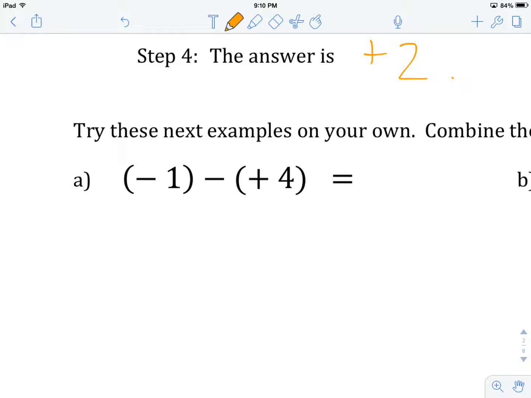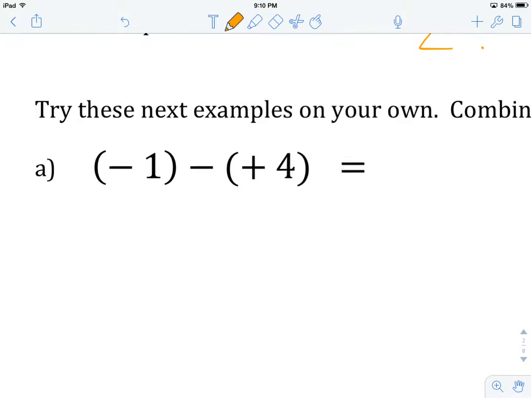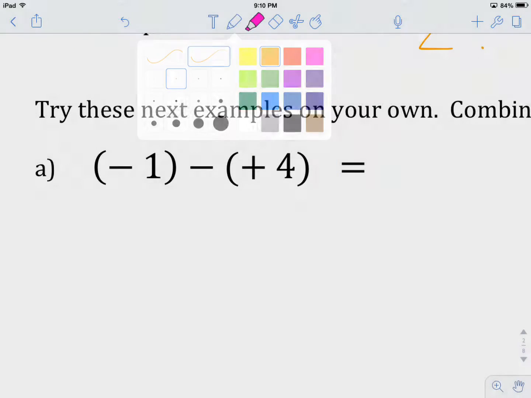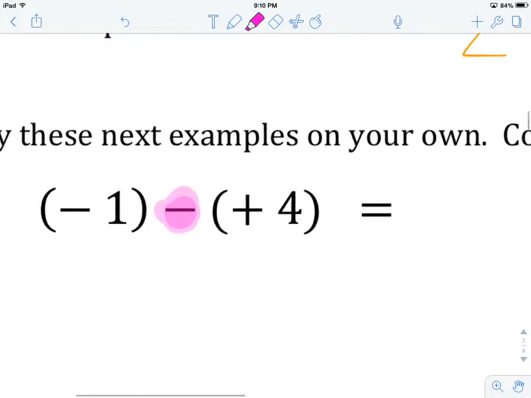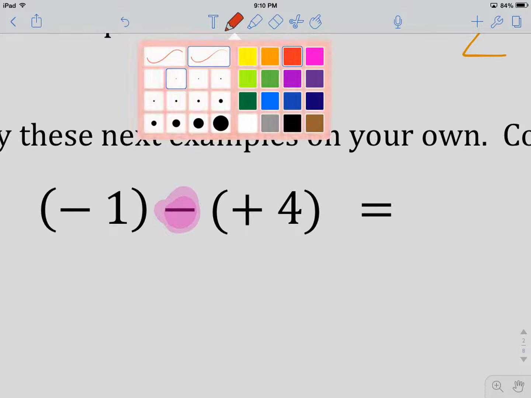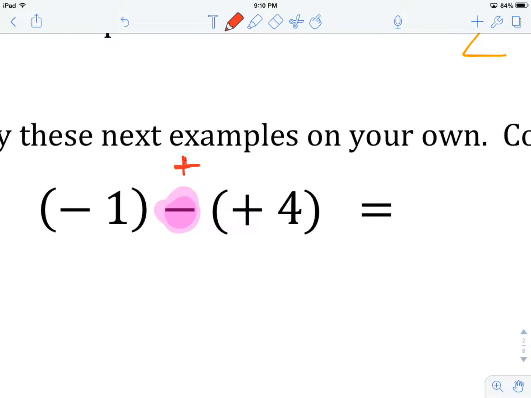Okay, let's have a look at this. Here we have -1 minus +4. So there's that subtraction sign again showing up right there. I want to change that to be addition, which means I'm going to put an addition sign right here. But in order to do that, I have to change the sign after it to its opposite. So there is our +4. Now this is going to become for us a -4.